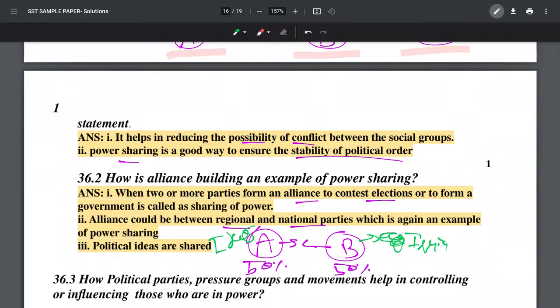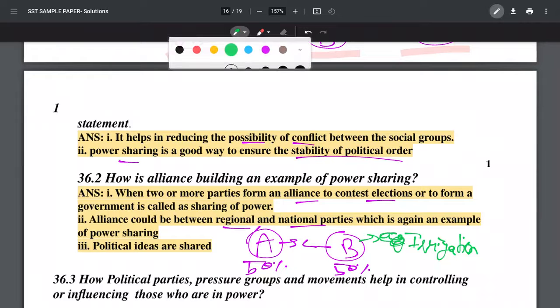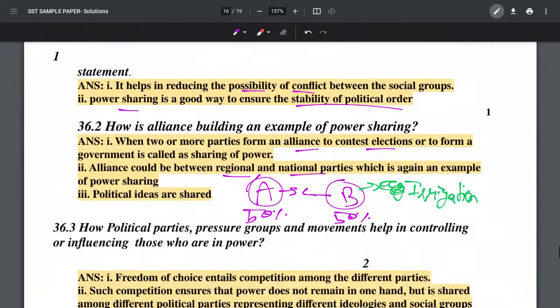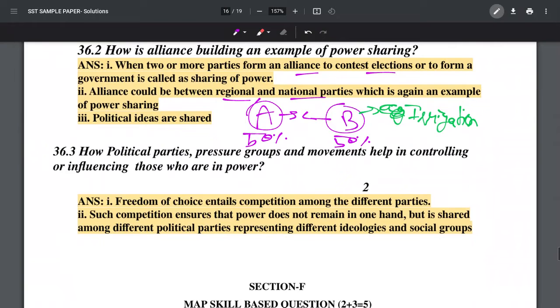They will have some idea upon irrigation. So what will happen with this is, they will be able to share their ideas and do better work. Correct. So that is why that is a more efficient way. Last question, then we're moving towards maps.